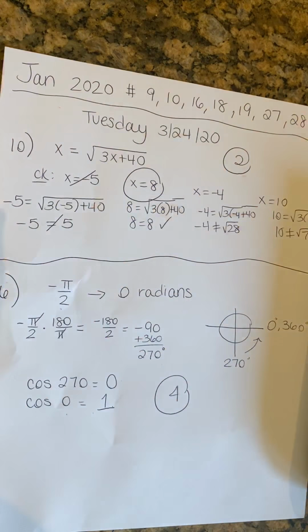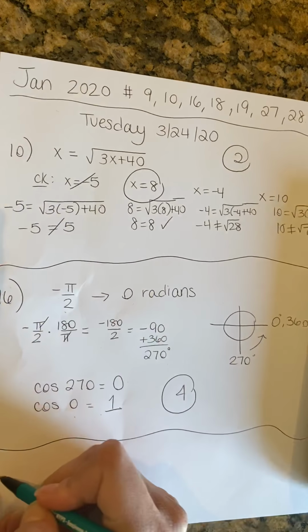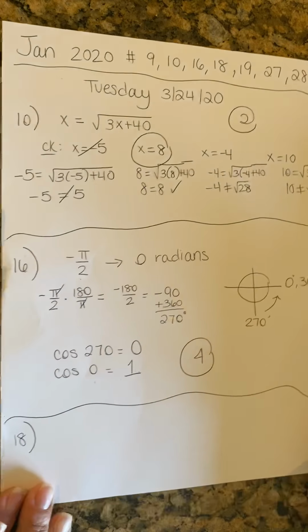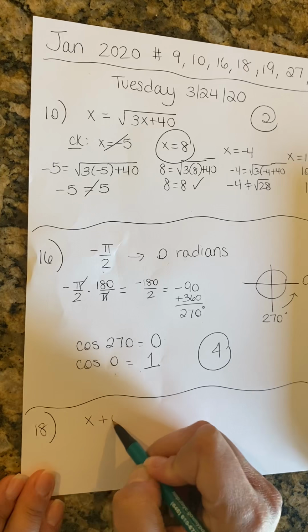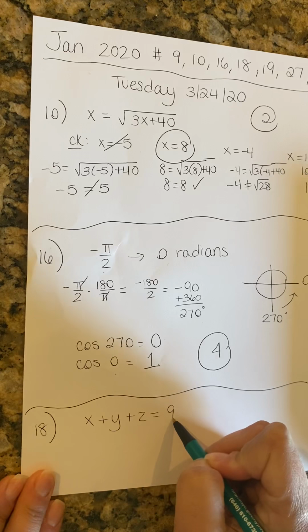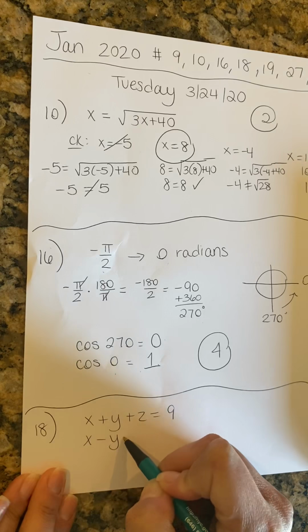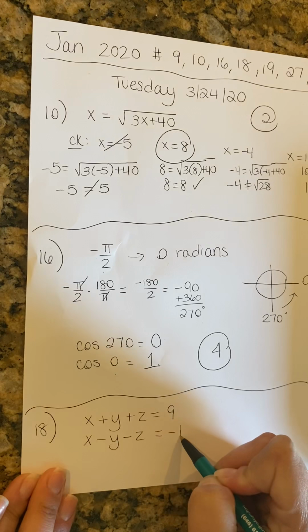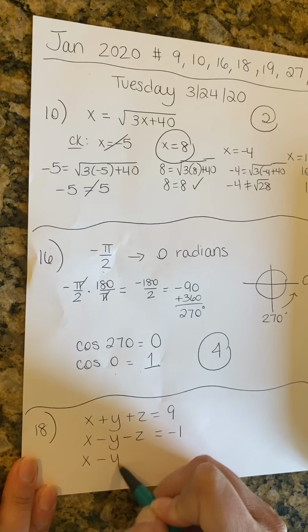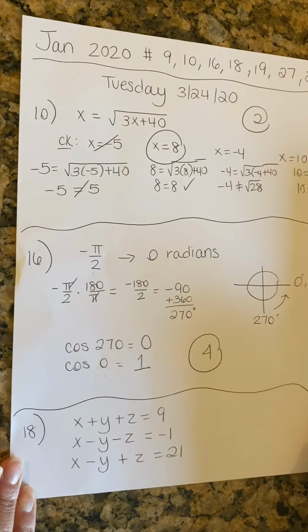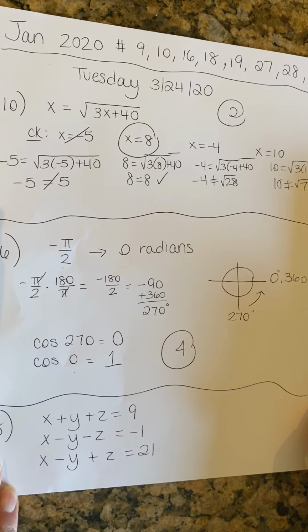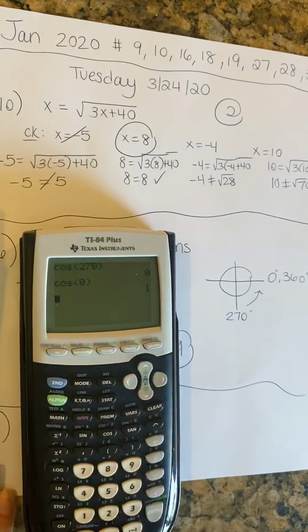Okay, now we're gonna look at 18, and 18 should be one where we see it and say, okay, I know I'm going to get that question right because we have a system of equations that we're going to plug into the matrix. So I have x plus y plus z equals 9, x minus y minus z equals negative 1, and x minus y plus z equals 21. Which value is not in the solution? So I'm gonna go to my calculator.